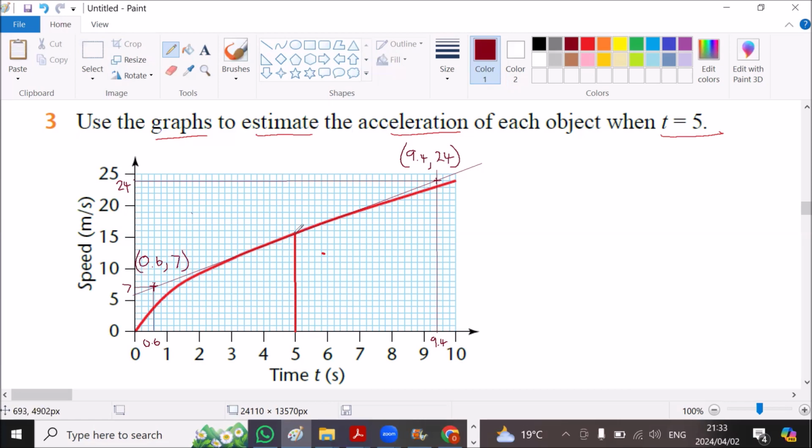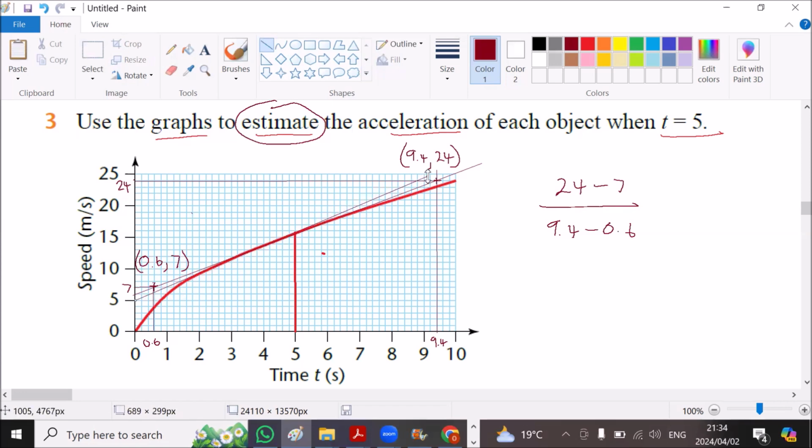Now to calculate the gradient at that point, we calculate the gradient of the tangent. So we'll say y value minus y value, 24 minus 7, over x value minus x value, which is 9.4 minus 0.6. Remember, it's an estimate. What they want to see is an attempt to draw a tangent and taking values of that tangent. The tangent may not be exactly like this. It may be a little bit off.